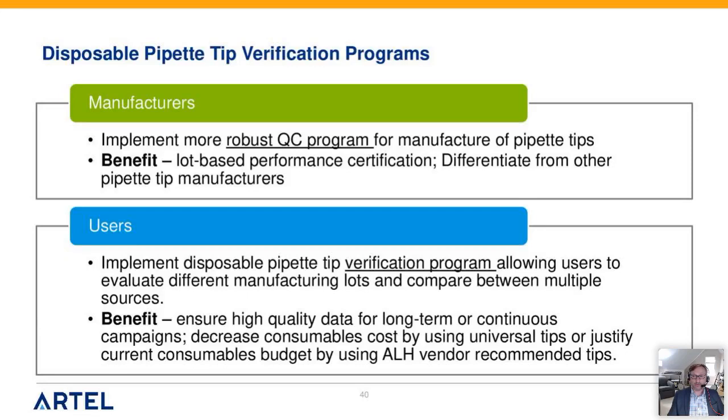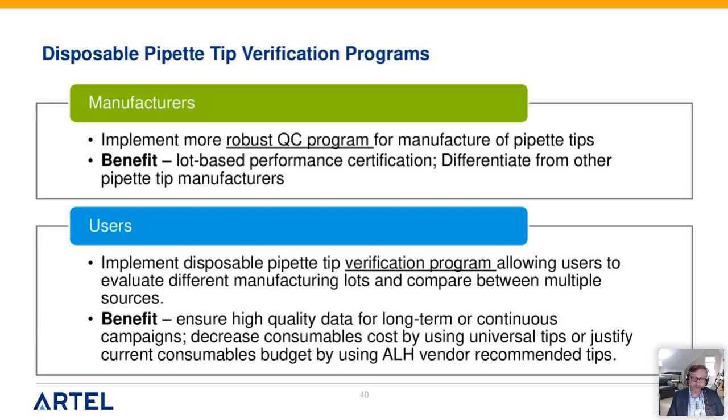And I see we're at our 30-minute time, but we're about ready to wrap it up here. I'll just follow up with a couple of key elements to think about. On the manufacturing side, if you're a tip manufacturer, this is a good way, using Artel MVS, to develop a robust QC program. And you can generate data that end up creating a certificate of analysis, much like you would for purity and such. And again, you can get lot-based performance certification. And for people that are new to manufacturing, it's a way to differentiate yourself from other manufacturers.